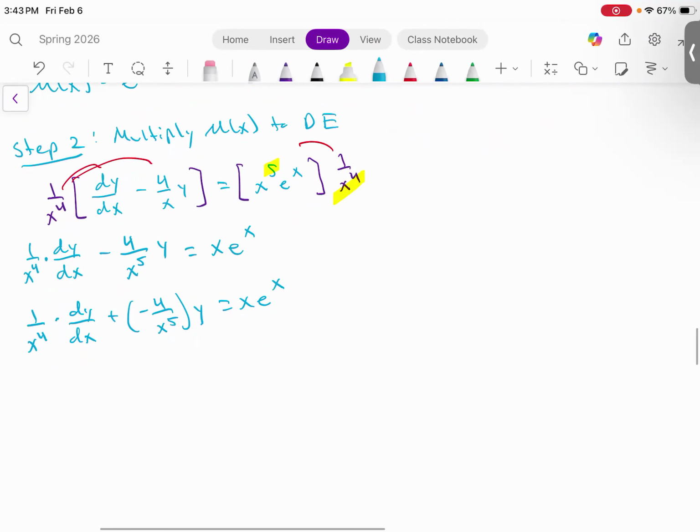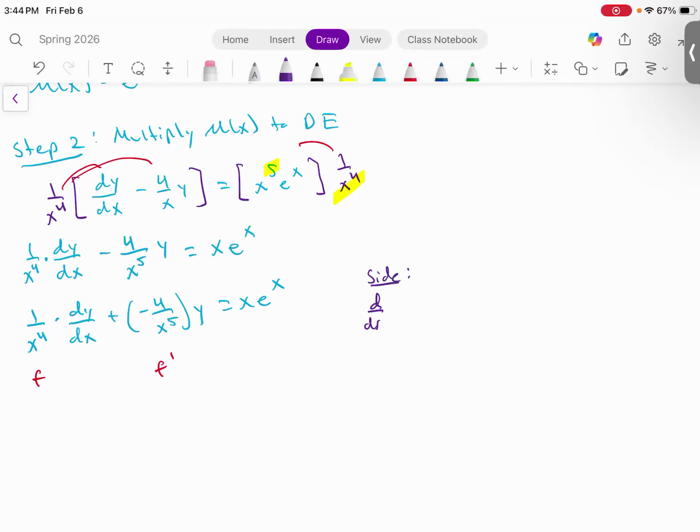Okay, so this right here is a derivative of some product. So 1 over x to the fourth would be f. Negative 4 over x to the fifth is its derivative. And if you don't believe me, we could convince you off to the side.